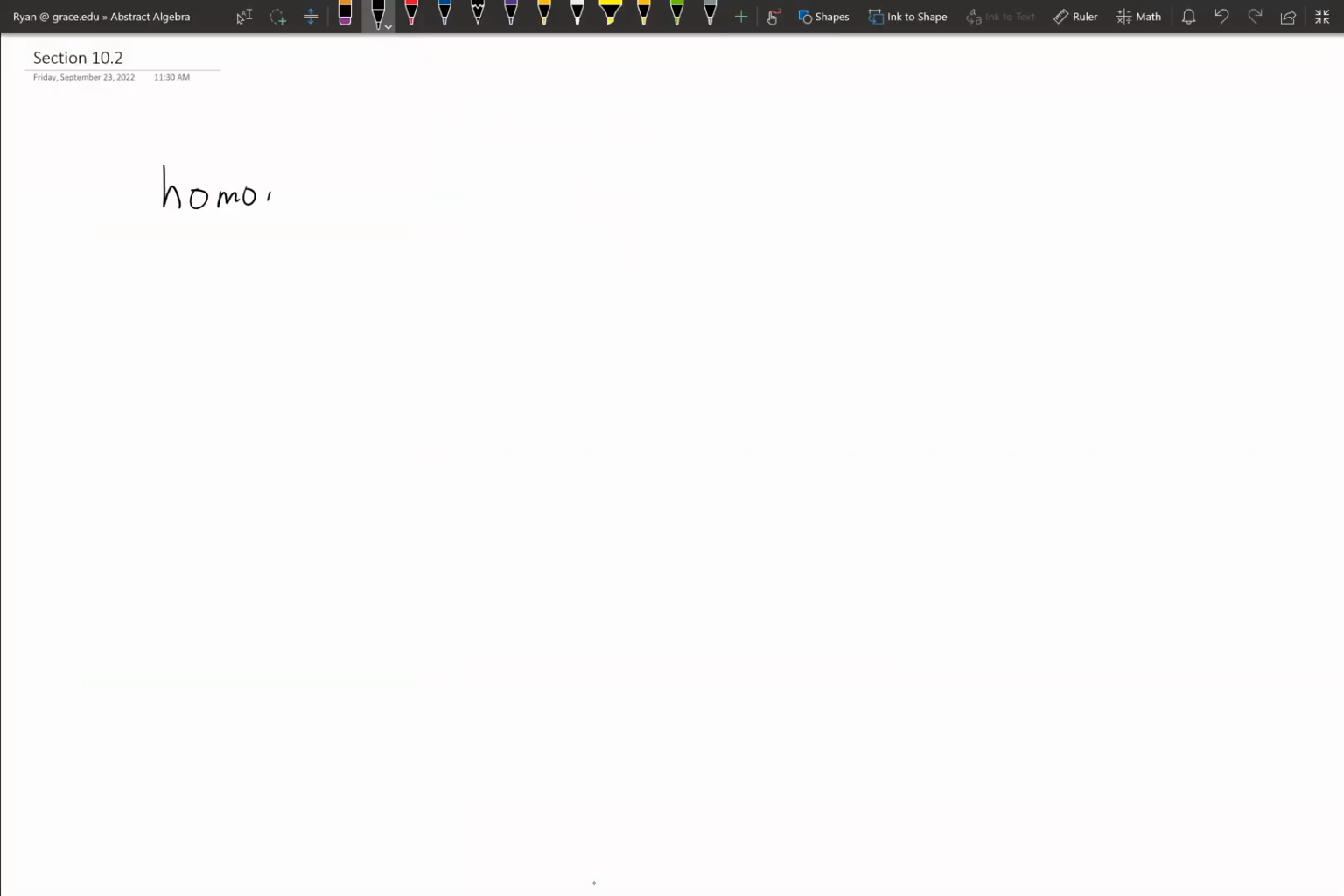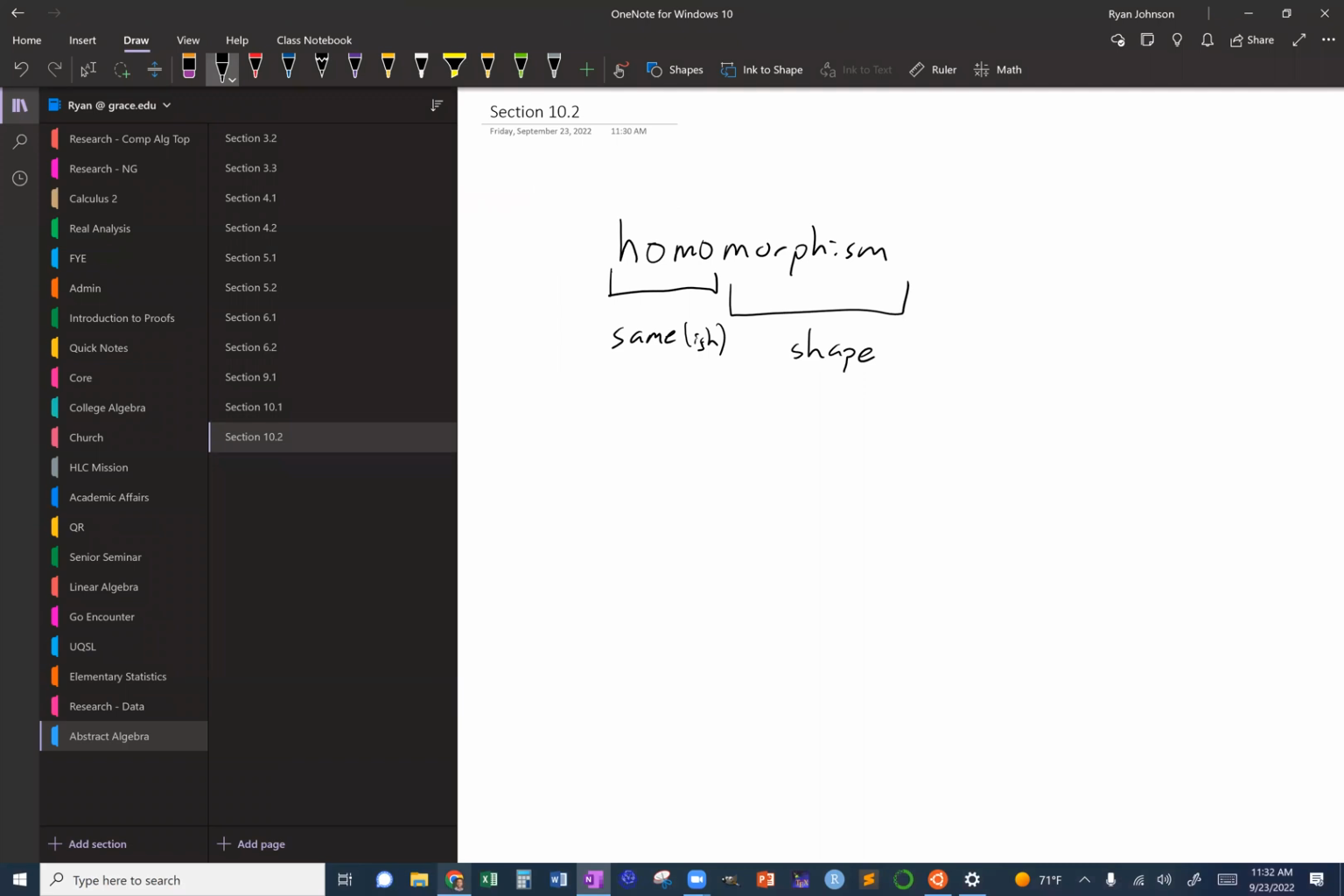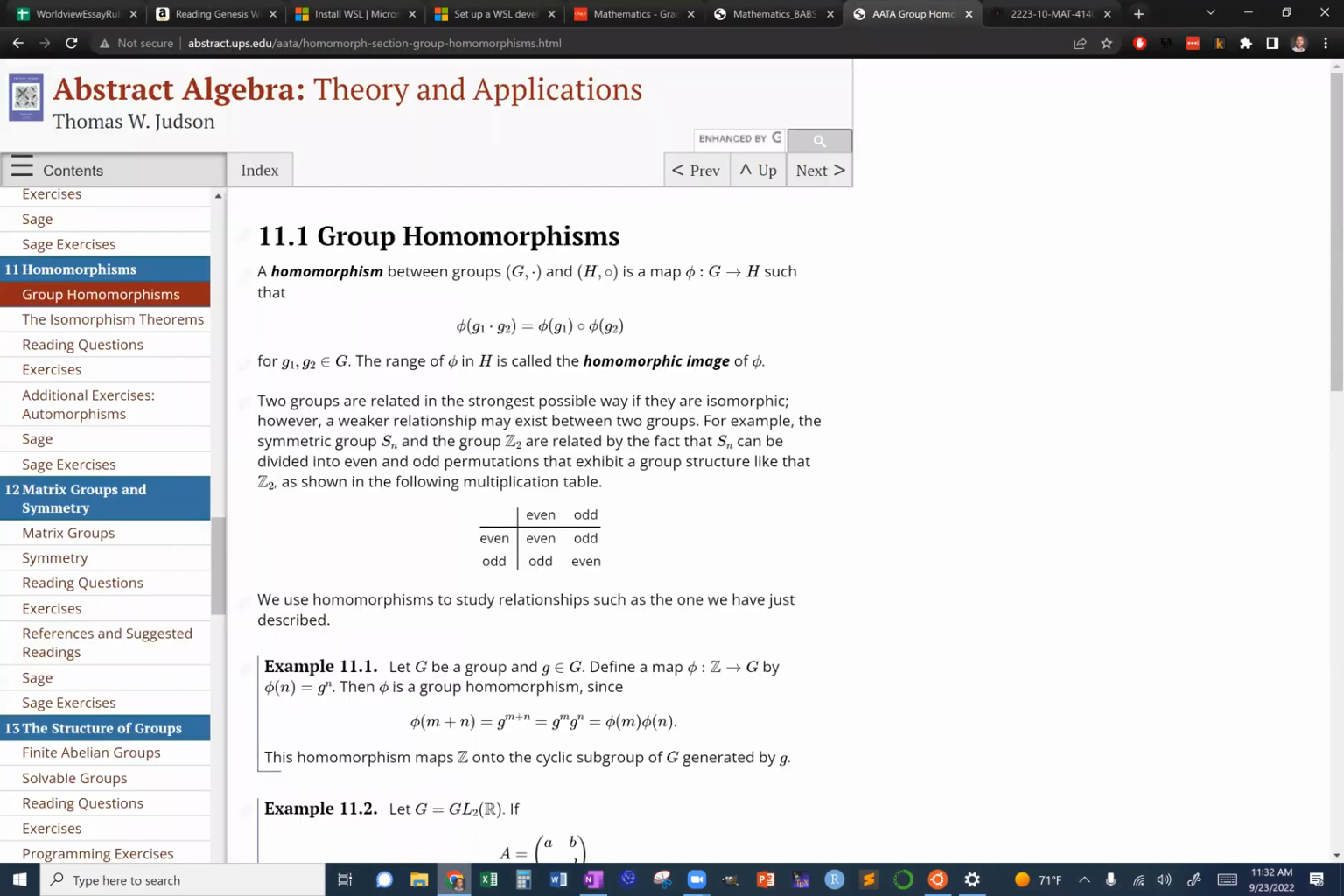So homomorphism. Same shape, but it's different than iso, meaning same. I don't know Greek very well, but I think it means more like same-ish. In this case, what we're talking about with homomorphism means that it will preserve the group operation. So the group operation from the one group to the other group is preserved.